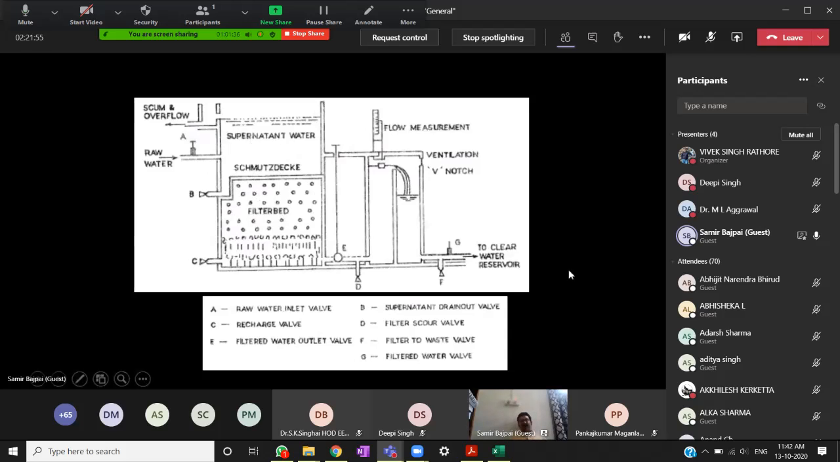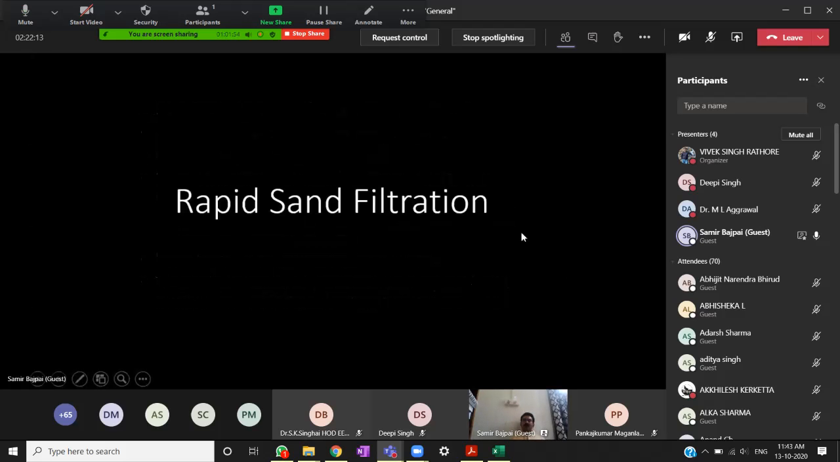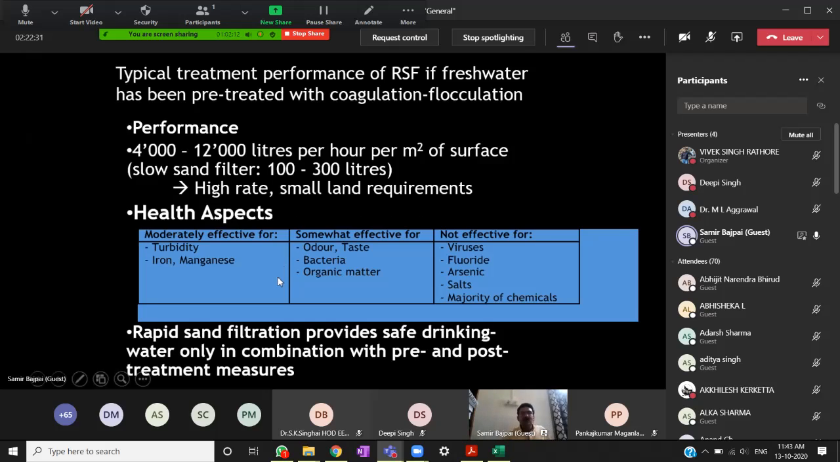Typically when we started water treatment, we started with slow sand filters because these are very simple to operate, and particularly for rural water supplies where you need to treat a small amount of water, you can use a slow sand filter very effectively. Now, since the rate of filtration of a slow sand filter is very slow, you require a large area and large volume. It is also not good for urban areas with large populations where you have to treat hundreds of millions of liters of water per day. So you need to go for what is known as the rapid sand filter.